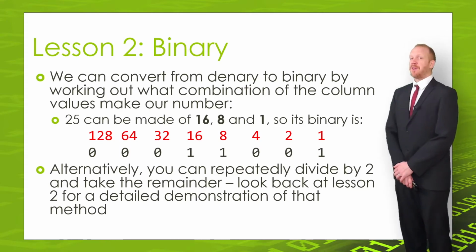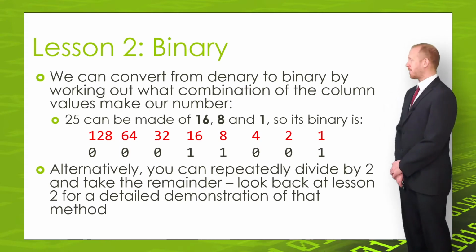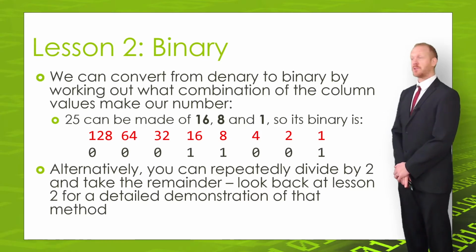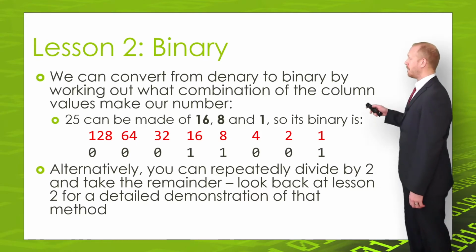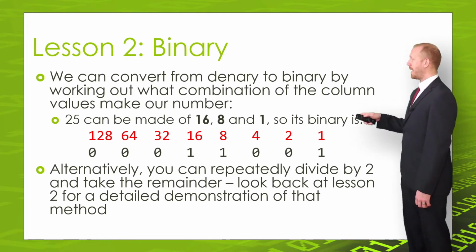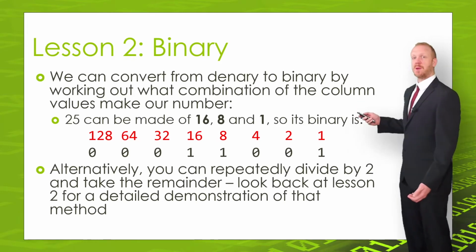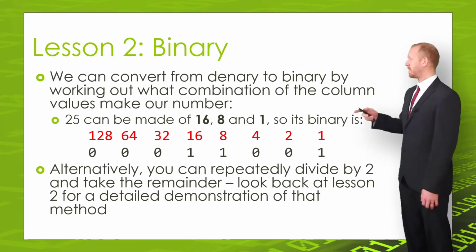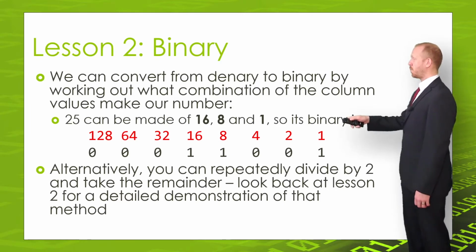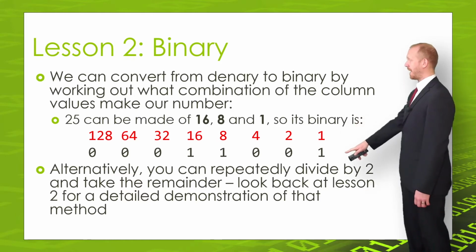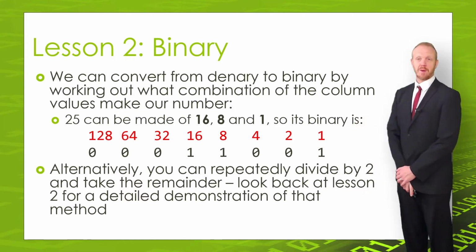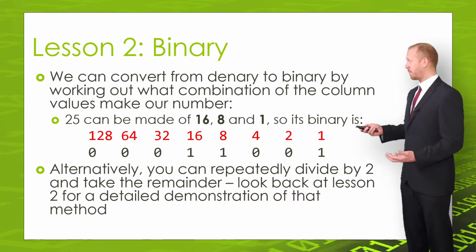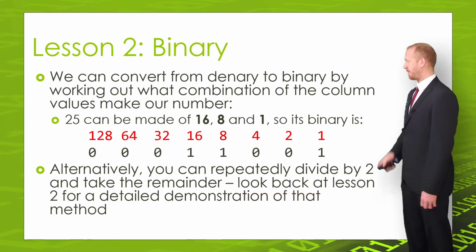We also need to be able to convert back, be given the denary and convert to binary. Now I'm not going through this in detail because that's covered in the original lesson. There are 2 methods of doing it, but ultimately the main method is you have to try and make the number out of the column values. So if we want to find the binary for 25, we have to establish that that is made up of 16, 8 and 1. So therefore we stick 1s under 16, 8 and 1, and that's our binary. There was another method where you repeatedly divide by 2 and take the remainder, but I'm not going through that again now. You need to go back to the original lesson if you want to see that again.